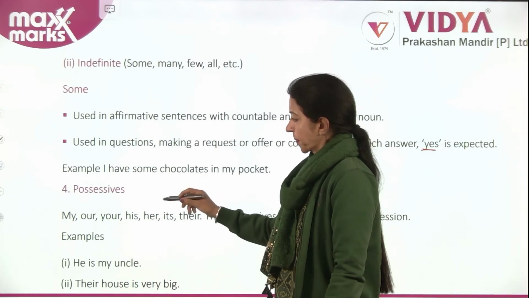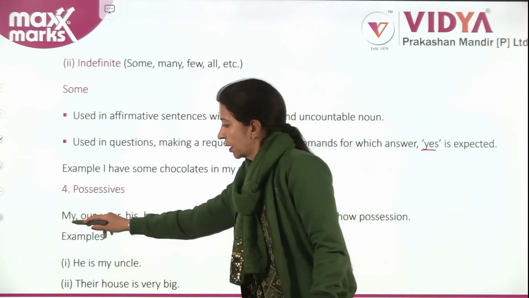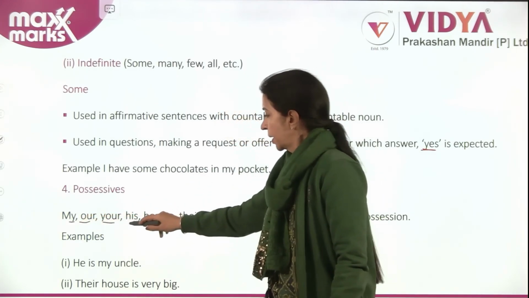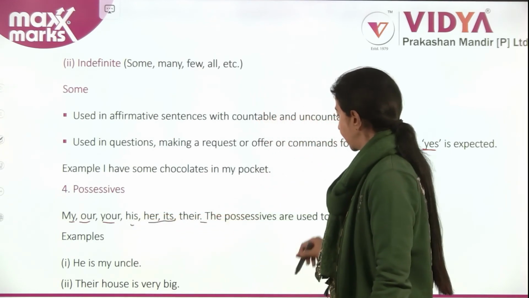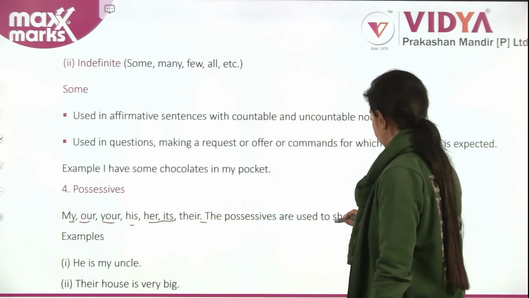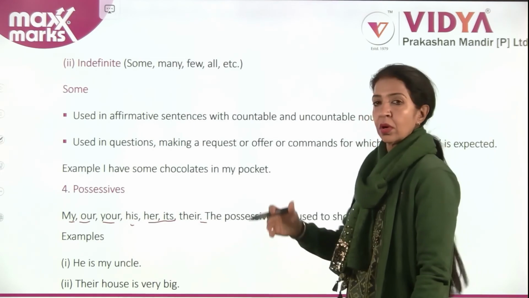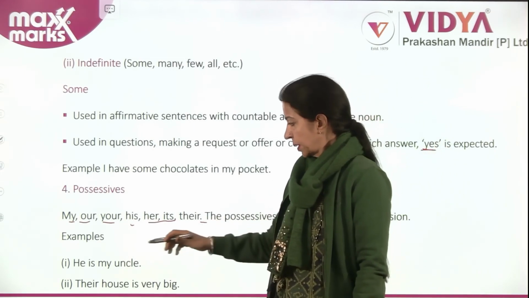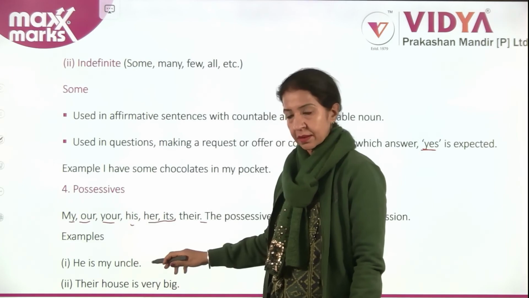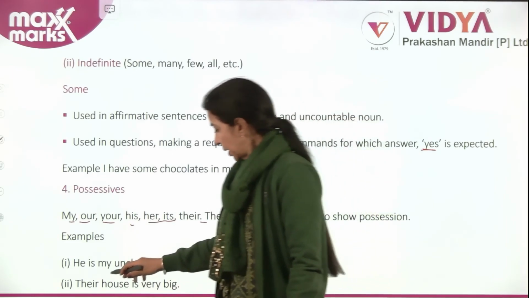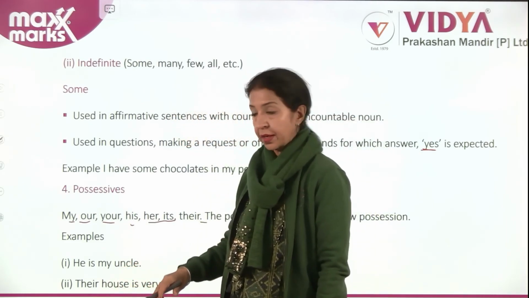Possessives: my, our, your, his, her, its, their. The possessives are used to show possession. He is my uncle. Their house is very big.